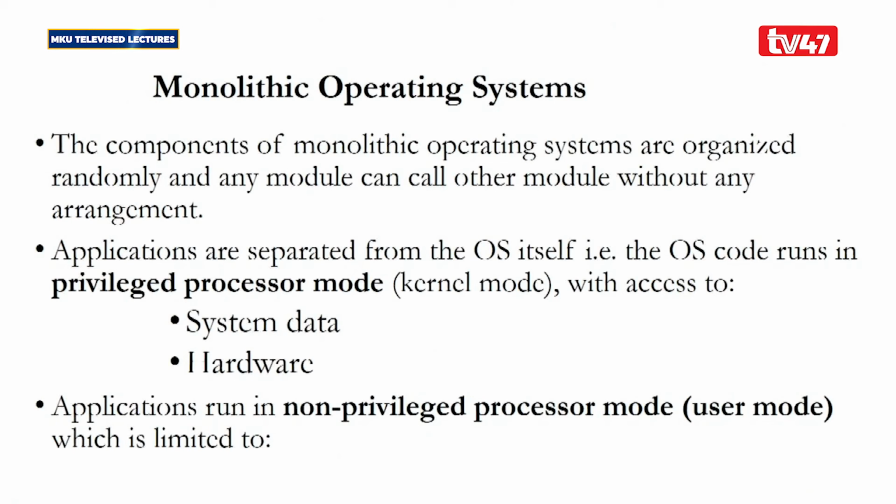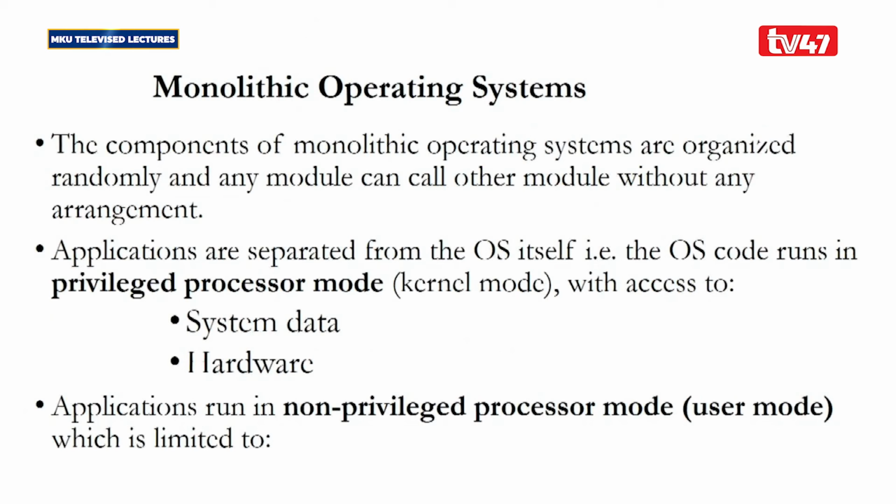Now, applications are separated from the operating system itself. When I say applications here, I mean software applications, and the OS code runs in a privileged processor mode. You know the operating system is a program, so it has its own code. It runs in a privileged processor mode, that is the kernel mode, with access to system data and the hardware. It can access any hardware with that mode of privilege. And then applications run in a non-privileged processor mode, that is the user mode.